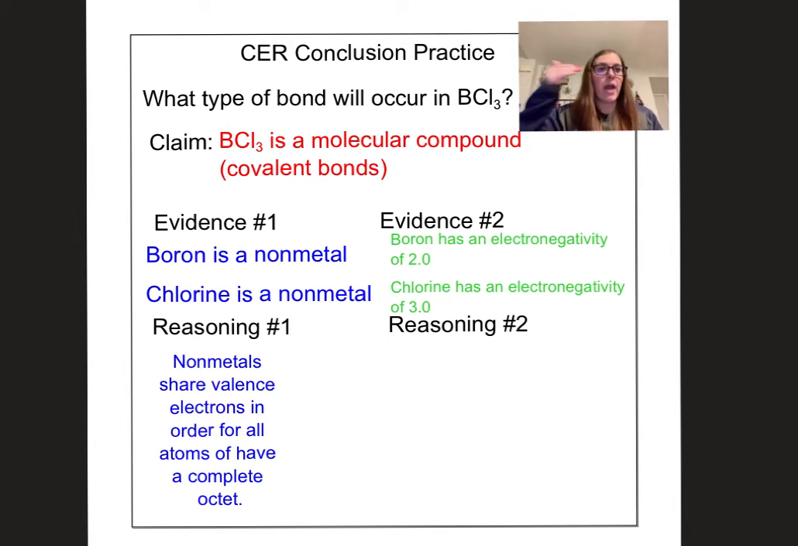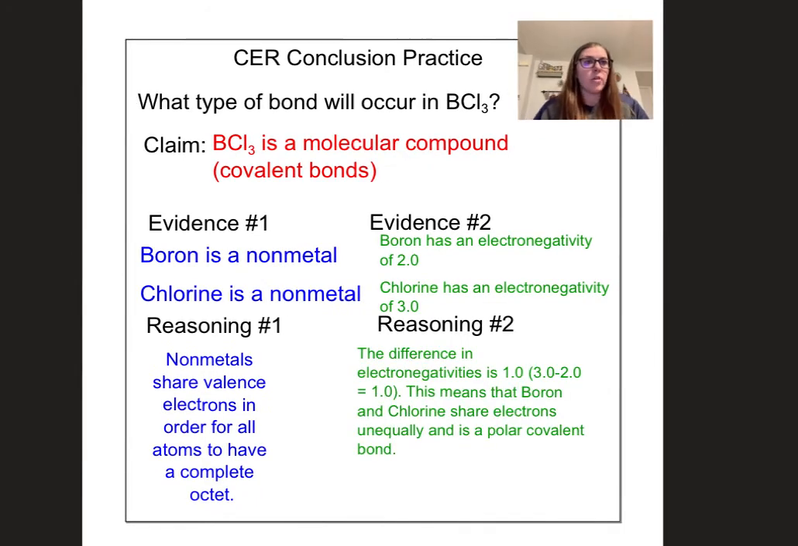All right, moving on to evidence 2. So we have claim, evidence 1, reasoning 1. Now we start with a new piece of evidence, same paragraph, just a new sentence. Remember, evidence is just statements or facts. So I'm going to look on my periodic table. I'm going to just list the electronegativities. Boron has an electronegativity of 2. Chlorine has an electronegativity of 3. Okay, now I explain why these numbers are useful in telling me it's covalent.